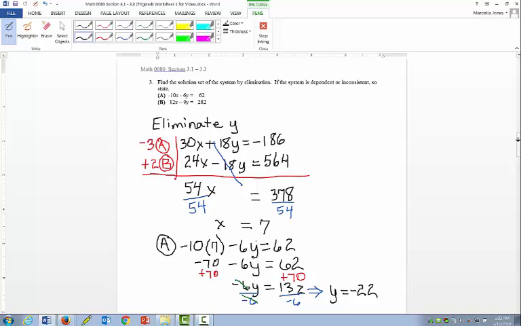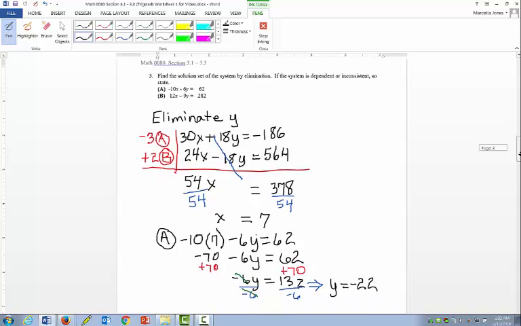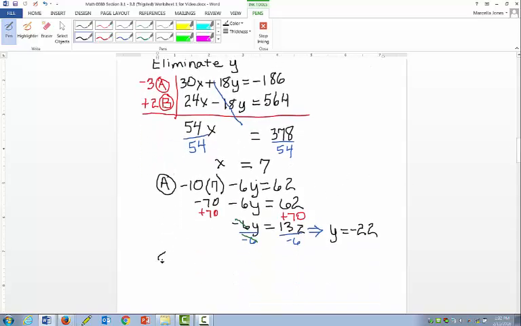All right, so my solution set, which is what I'm being asked to find, the solution set of the system by elimination. This method is also called the addition method. So I want to make sure that I actually give the solution set, since that's actually what I was asked to find. And that's the set containing the point 7, negative 22. The only point that makes both the first and the second equation true. So this would be my result for this problem.